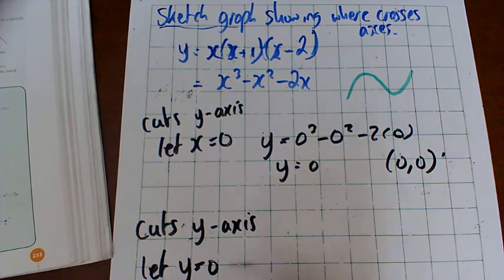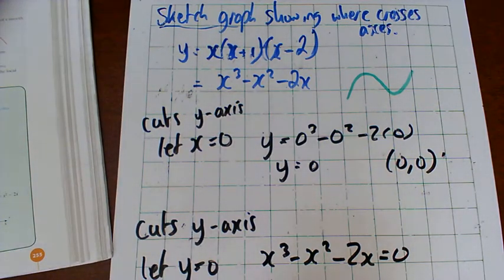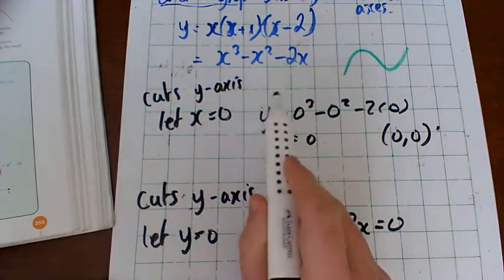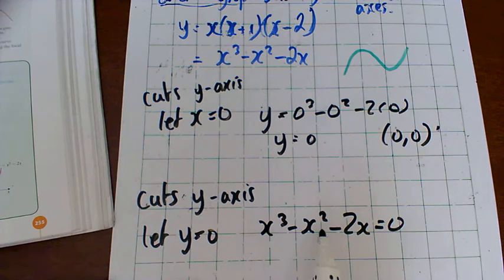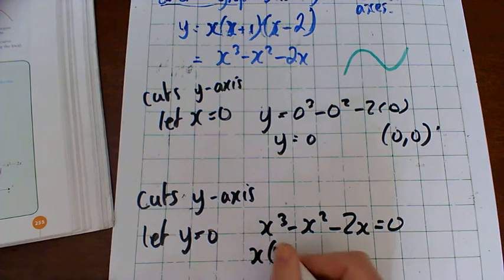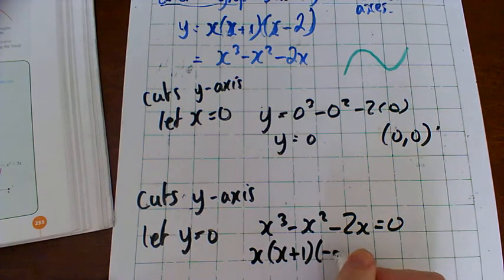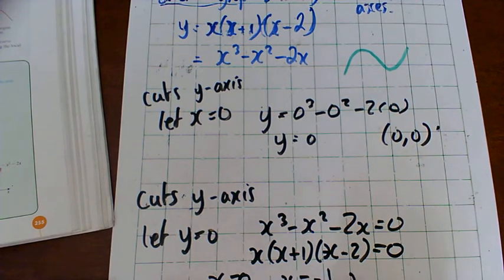Cuts x-axis, let y equal 0. So x cubed minus x squared minus 2x equals 0. Now to solve that, we'd have to factorise. However, in our question, it had already been factorised for us up the top. So I'm not really concentrating on factorising these today. We have factorised and solved cubic expressions before, back in fourth and fifth year. But this one's already factorised for us. So I can say x plus 1, x minus 2 are the factors. So it cuts the x-axis at x is equal to 0, x is equal to minus 1, and x is equal to 2.